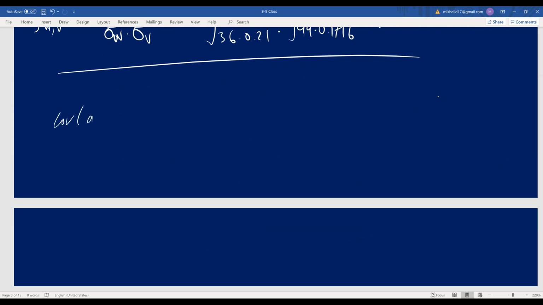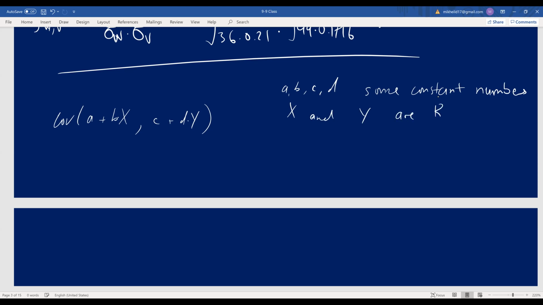If you have, let's say, this covariance: a plus b x, and let's say c plus d y, where a, b, c, and d are some constant numbers that are given to us, and X and Y are random variables. If X and Y are random variables, then you can call this whatever, you can call this W, which will be a random variable clearly because X is random, and you can call this V. I think I should be clear.